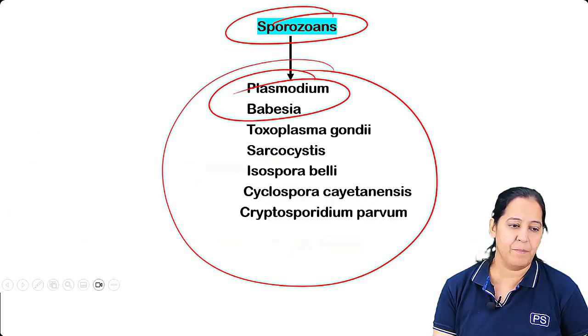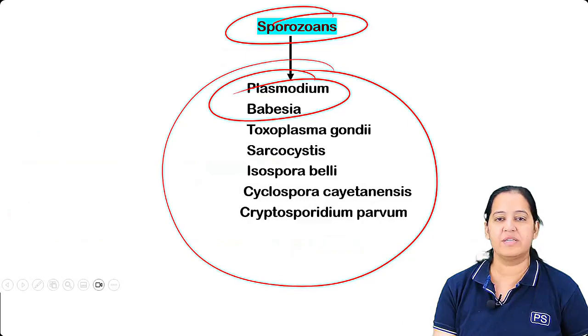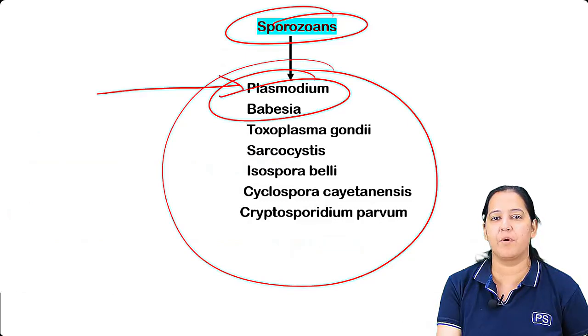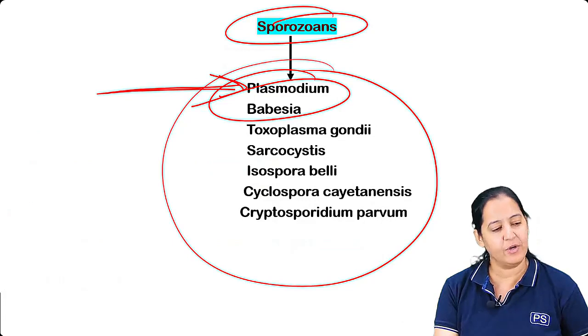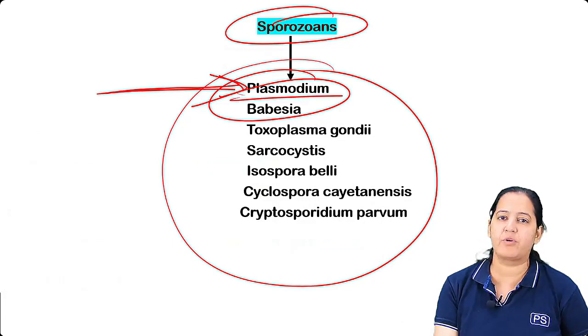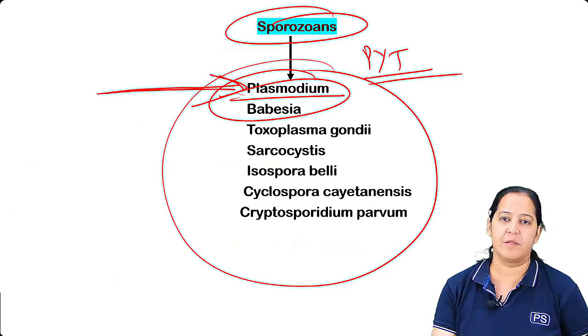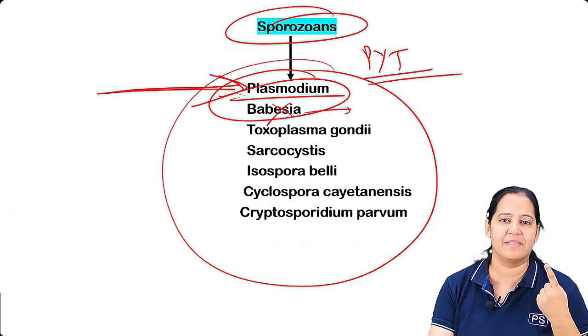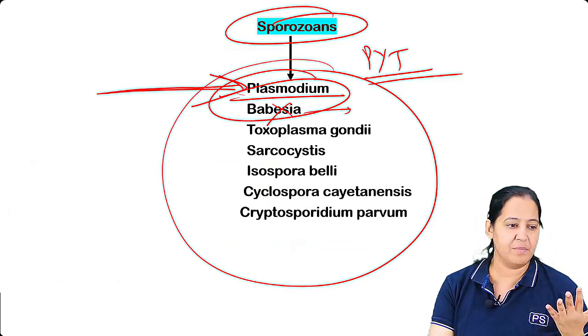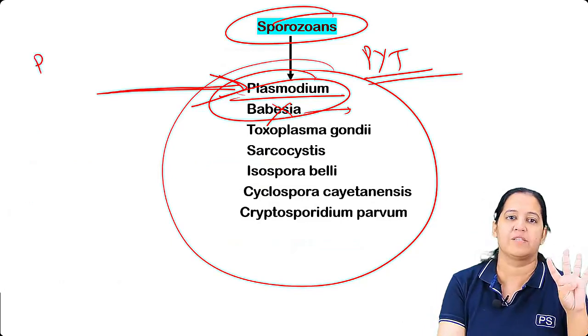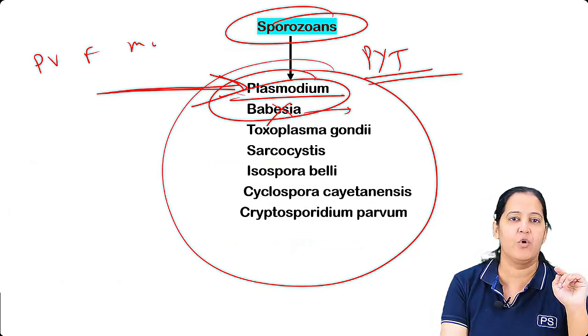Most important is Plasmodium. Many questions; it's a very important previous year topic. Very frequently you get questions on Plasmodium. Babesia is small. I did not give Babesia in the chart. There is a chart of Plasmodium. What is the page number of the Plasmodium chart? There are 4 types of Plasmodium: Vivax, Falciparum, Malariae, Ovale. I will teach you all 4.